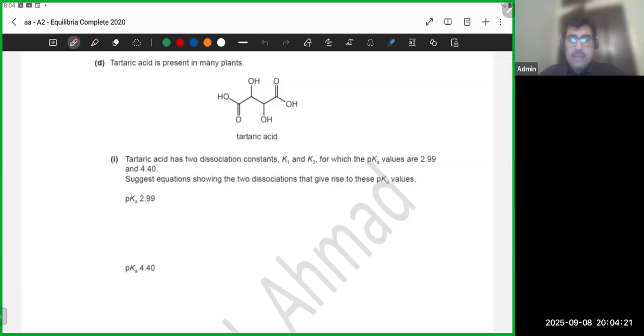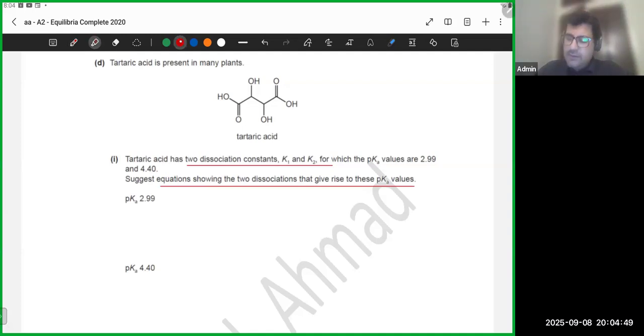He's saying that there's this acid, and it's got two dissociation constants, K1 and K2, and to suggest equations showing the two dissociations that give rise to the pKa values. But anyways, this acid, like sulfuric acid, is a diprotic acid. Why is it a diprotic acid?